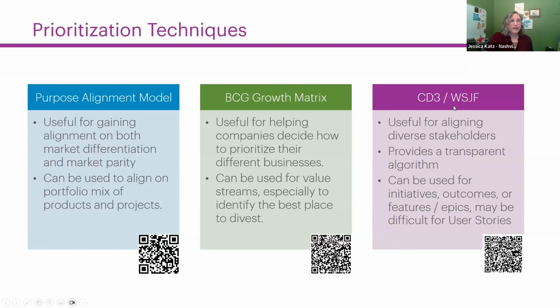The third one here is the cost of delay or weighted shortest job first. So cost of delay actually came first. Weighted shortest job first was SAFe's rebranding of it. And it is useful for aligning diverse stakeholders. One of the things I love about these models is that it's a formula, and the cost of delay metric includes things like business value, time criticality, risk retention, and opportunity enablement.